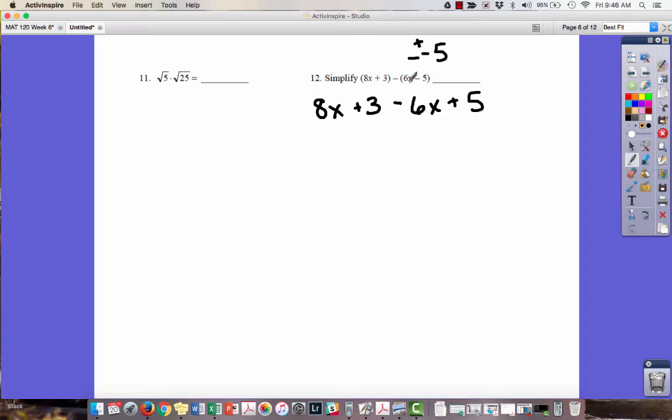So it looks like this. The idea is this becomes negative 6x. This becomes plus 5. So now I'm going to look at my things that are the same. I'm combining the things that are like terms. So I'm going to combine my x's and then combine my numbers. So 8x minus 6x is going to be 2x. 3 plus 5 is going to be 8. So I have 2x plus 8. I can't go any further. I'm only asked to simplify. I'm not asked to solve because I can't solve. I have no idea what x is at this point. But I know that this is simpler than that.